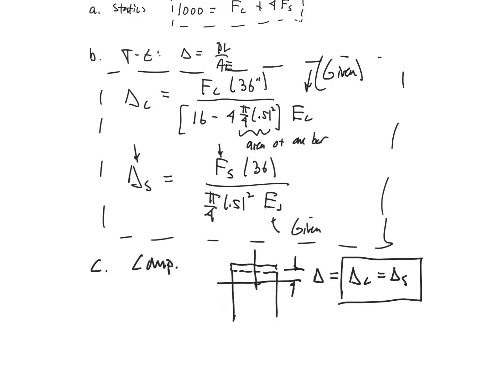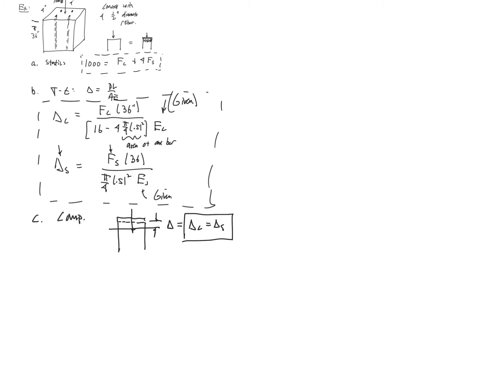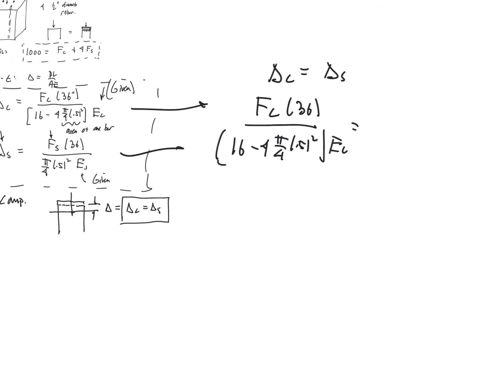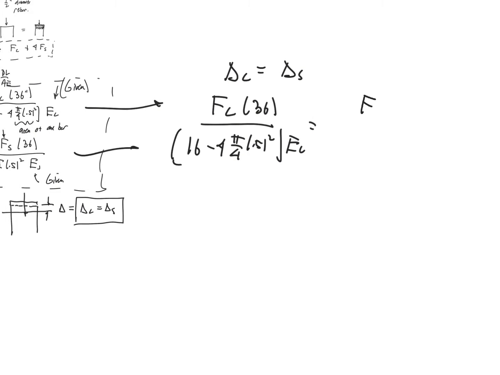So that statement is compatibility now for the case of the composite bar. The displacements are the same. So I'm going to shrink this down. So compatibility is delta C is equal to delta of the steel. So now what? Well, now we take these two and put those in there. We substitute those in. So we have FC times 36 divided by 16 minus 4 pi over 4 times 0.5 squared times E of the concrete is equal to force in the steel times 36, area of the steel pi over 4 times 0.5 squared E of the steel. That's our statement of compatibility.